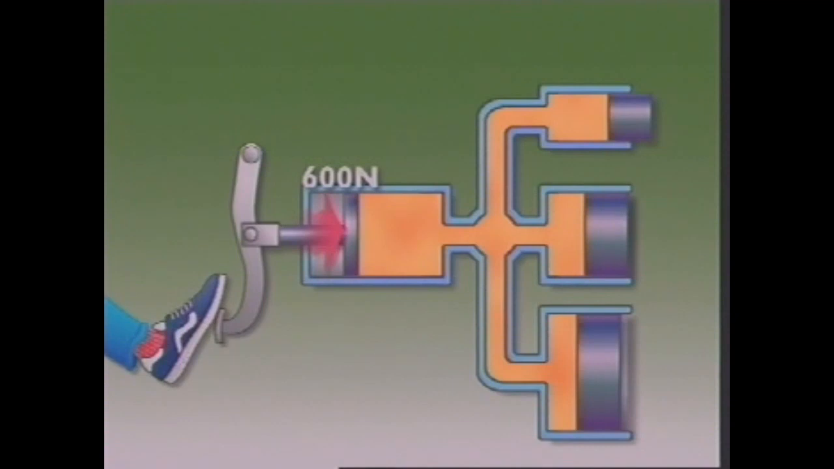This same pressure is transmitted throughout the fluid, but it has a different effect on each piston in the other cylinders. The top cylinder is smaller than the master cylinder, so the force it exerts will be less than the force applied to the cylinder. The middle cylinder is the same size as the master cylinder, so the force from it will be the same too. The bottom cylinder is larger than the master cylinder, and so is its force.